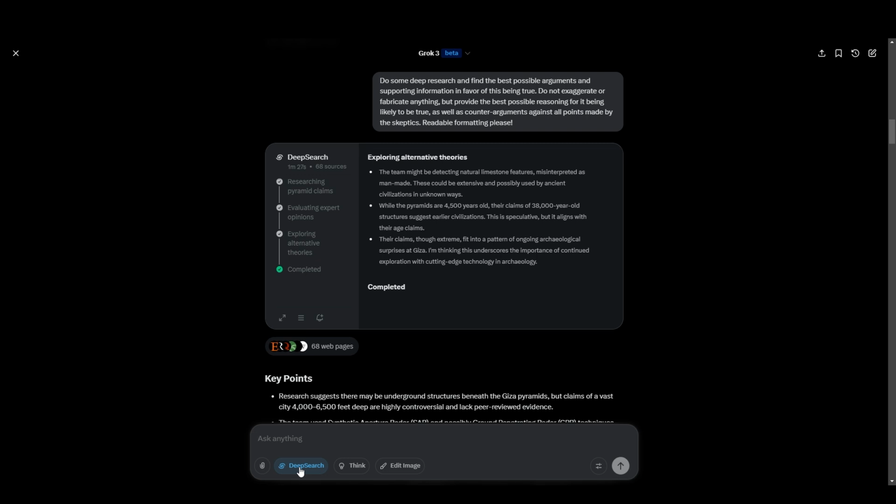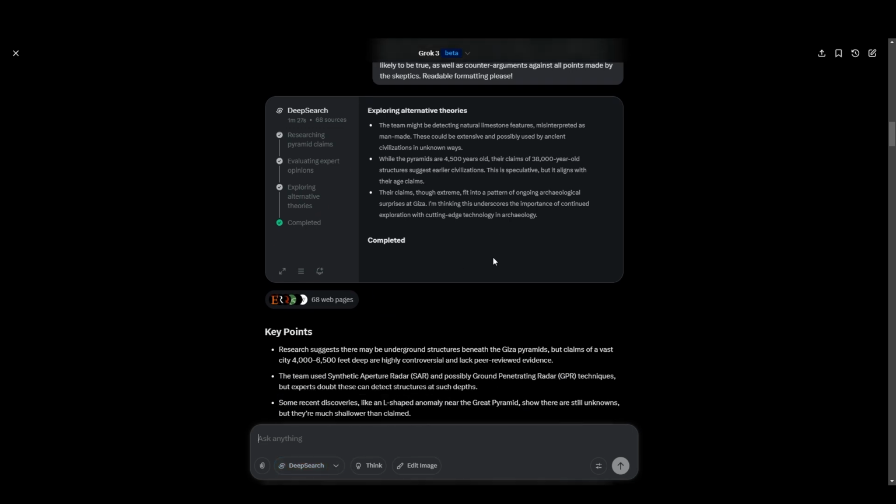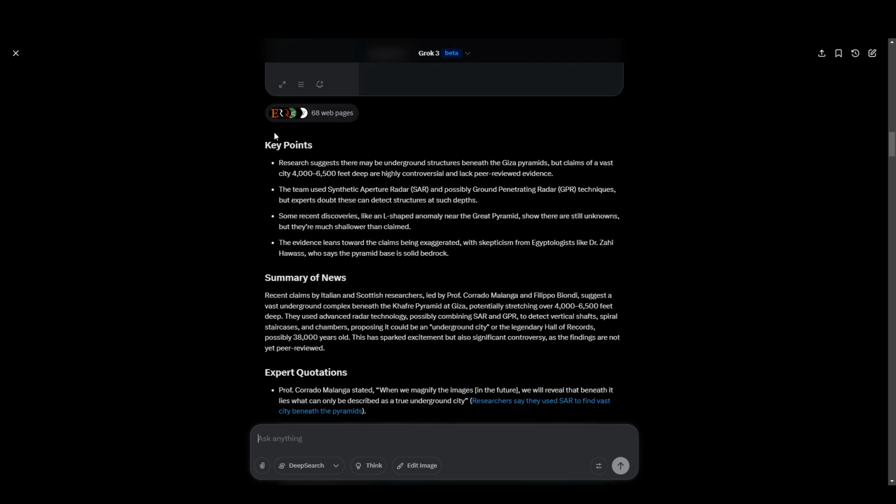And then after it had completed this, see, it took almost a minute and a half. It went through 68 sources, which is way more than it normally would. And then after it had done that, I just turned deep search off to continue with my next prompts. And so it gave me a nice summary of key points and news.